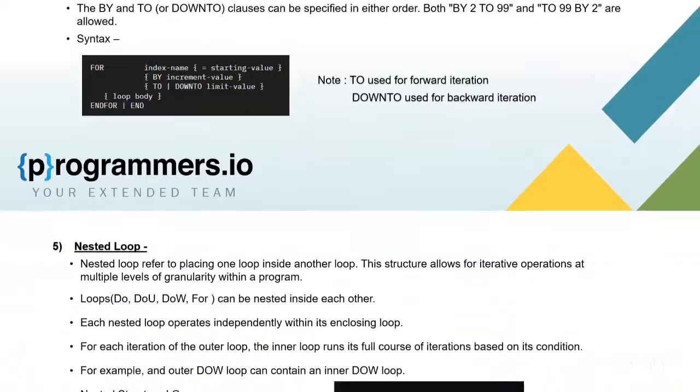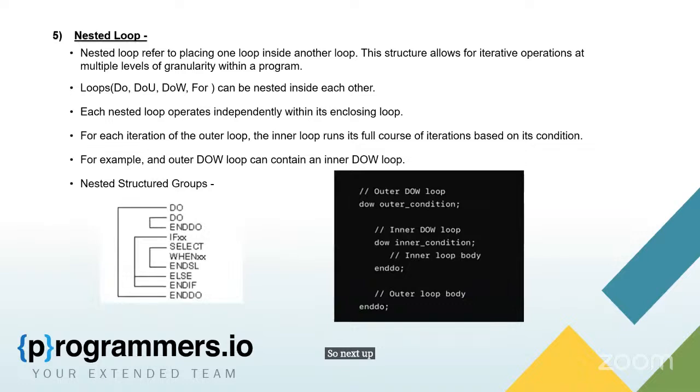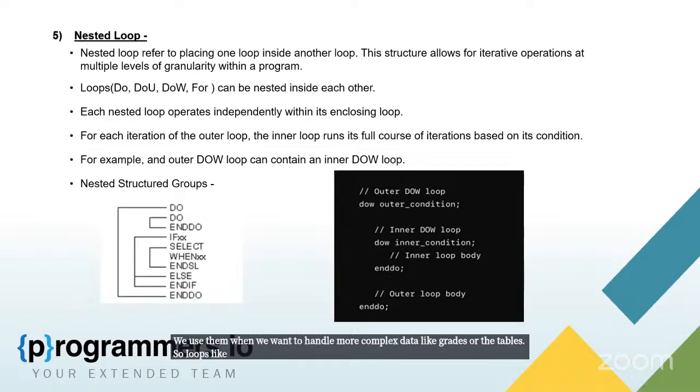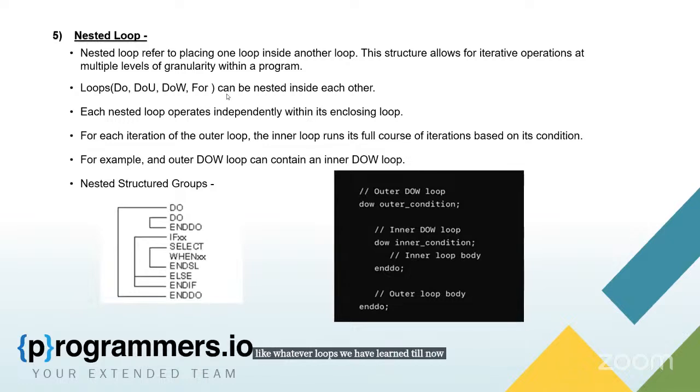So next up, we have nested loops. These nested loops allow us complex iterations within iteration. A nested loop is simply a loop inside another loop. We use them when we want to handle more complex data like grids or tables. So whatever loops we have learned till now can be nested inside each other. Here is how it works.